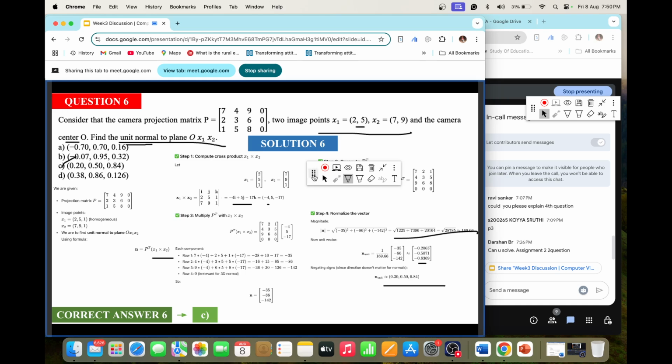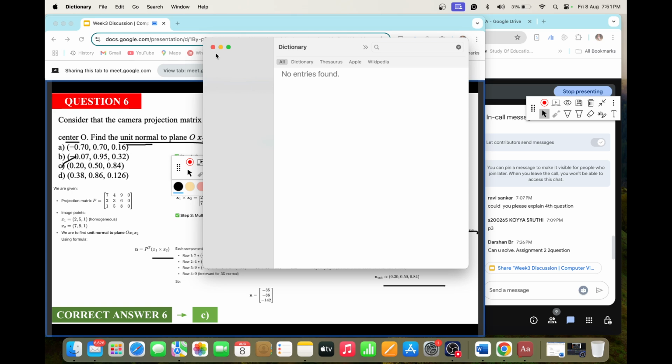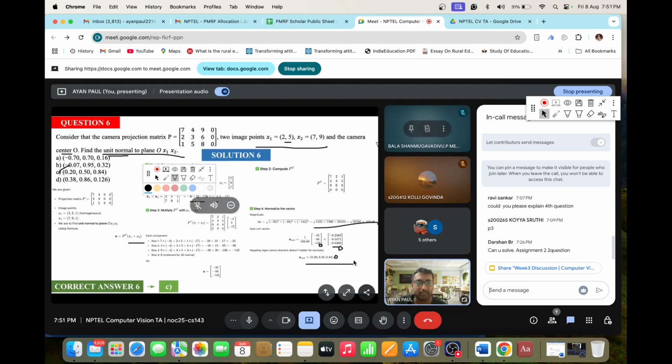So is it clear? Another 0 can be written here, but as it is not given in the option, that is why I have not written it. The 0 can be written over here, but as it has been told only to find the unit normal direction, there is no significance of the 0. Actually there will be a 0 over here, and there will be a 0 over here. But as the 0 is not given in the option, you can write like this. So this is the answer.